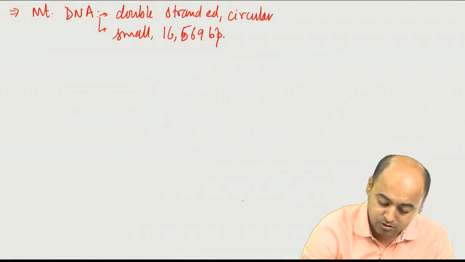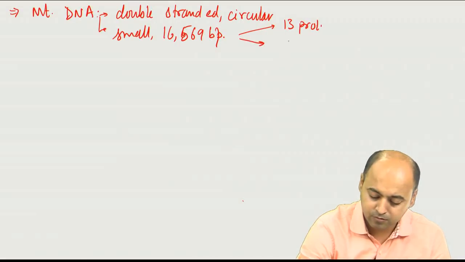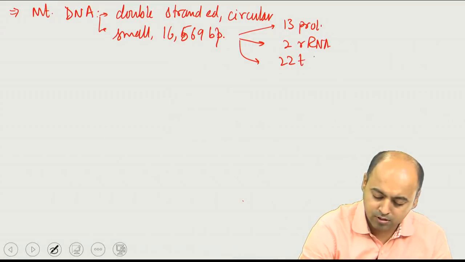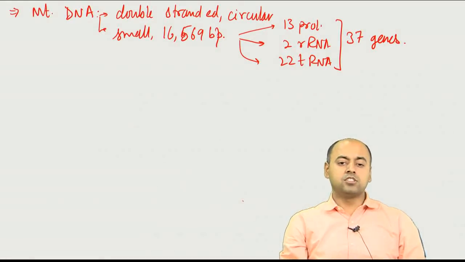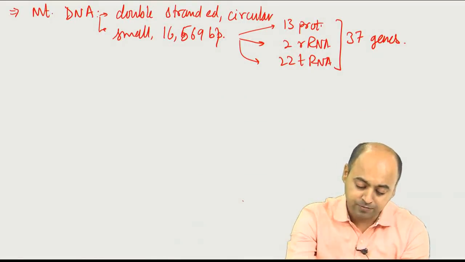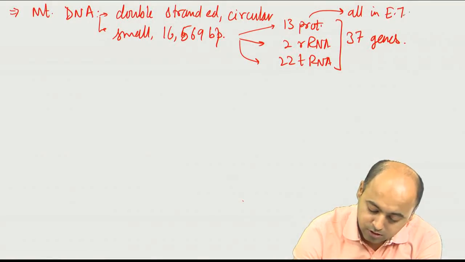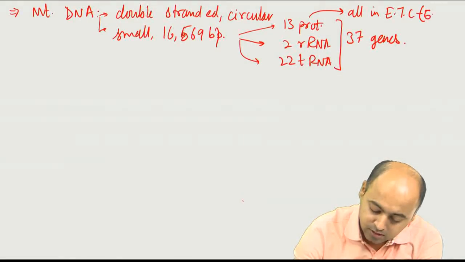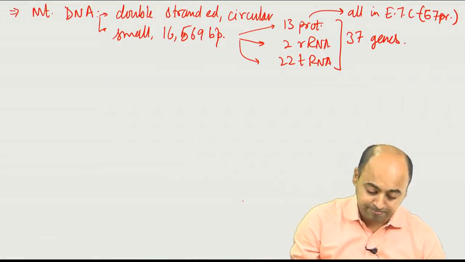These 16,000 base pairs code for 13 proteins, 2 ribosomal RNA and 22 transfer RNA, meaning a total of 37 genes. A total of 37 genes, 13 coding for protein, 2 coding for ribosomal RNA, remaining 22 code for the transfer RNA. These 13 proteins all belong to the electron transport chain. The electron transport chain itself has a total of 67 protein subunits, out of which only 13 come from the mitochondrial DNA.